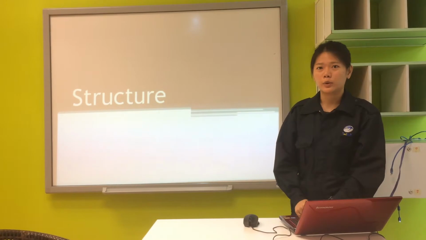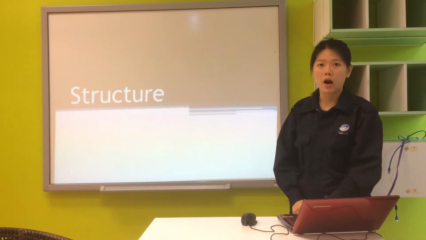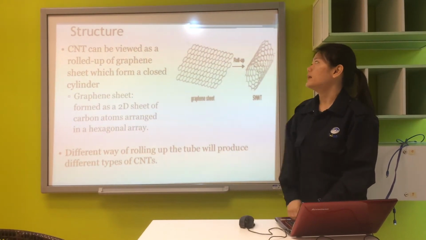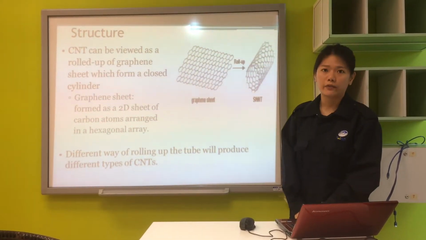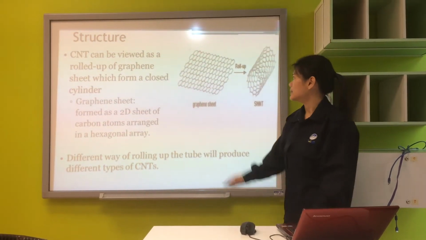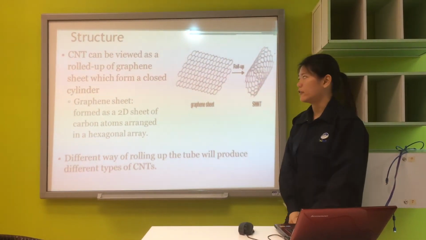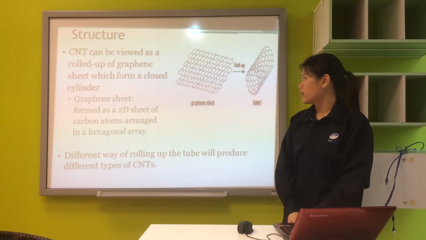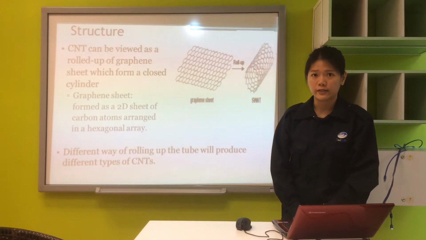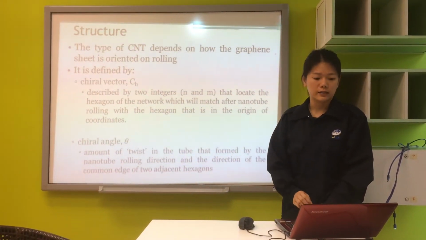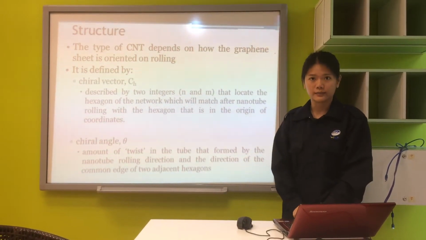Now I'm going to continue the presentation on the structure of carbon nanotubes. As can be seen in this diagram, a carbon nanotube can be viewed as a rolled-up graphene sheet, which forms a closed cylinder, where the graphene sheet is a 2D sheet of carbon atoms arranged in a hexagonal array. Different ways of rolling up the tube will produce different types of carbon nanotubes, as the type of carbon nanotube depends on how the graphene sheet is oriented when rolled.